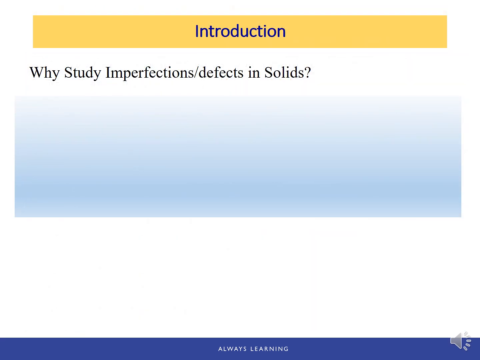Well, the first question is, why should we study imperfections or defects in solids? If you recall, we have been assuming that perfect order exists throughout the crystalline structure. But in fact, nothing is perfect, including crystal structures. So imperfections or defects are part of the crystal structure. That's why we need to know it.